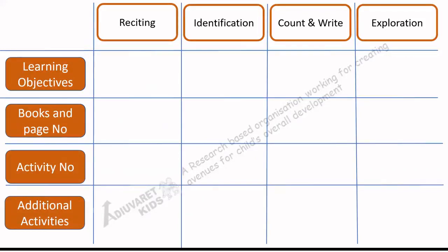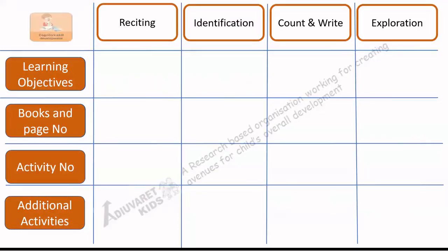Similarly, if you look at cognitive skill development, we have 4 sub-skills under it: the recitation of sequential numbers, then identification of numbers, counting and writing of various number systems, then exploring these numbers and other attributes related to logical sequence and problem solving. All these things come under these 4 sub-skills. As per the definition and research done by Eduvarate Kids, we are suggesting these 4 subsets of cognitive skill development. Again, the curricular components remain the same: learning objectives, books and page number related to that particular sub-skill, the activity number planned for that sub-skill, and additional activities that can be introduced based on the local requirements of the school for the particular class.